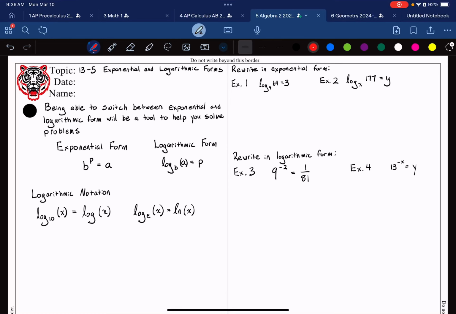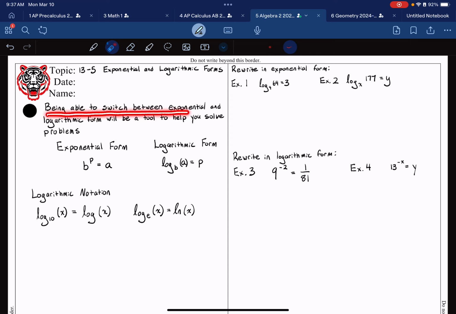This is Algebra 2, Lesson 13-5, Exponential and Logarithmic Forms. This is an interesting lesson because it's basically a scaffolding lesson, meaning by itself, it's not super useful, but it is a tool that's going to be used over and over again through the rest of the unit. So that's kind of what I said at the very beginning.